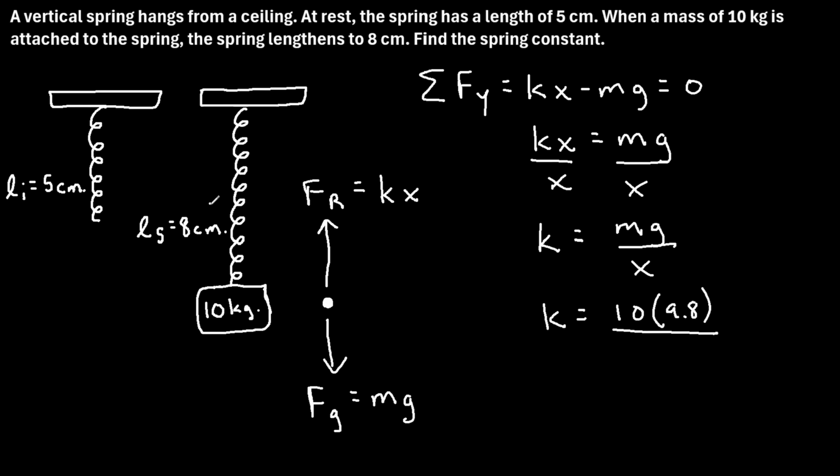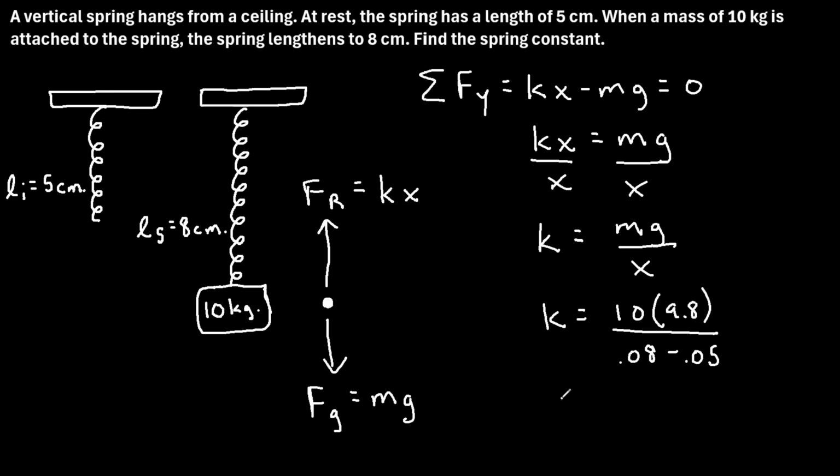Since there are 100 centimeters in a meter, all we have to do is divide both of these values by 100. So this 8 centimeters, when we divide that by 100, that's 0.08. So we'll say 0.08 minus, and instead of 5, we'll divide that 5 by 100. So that becomes 0.05. So we'll say minus 0.05. So this value is the total displacement of the spring in terms of meters.